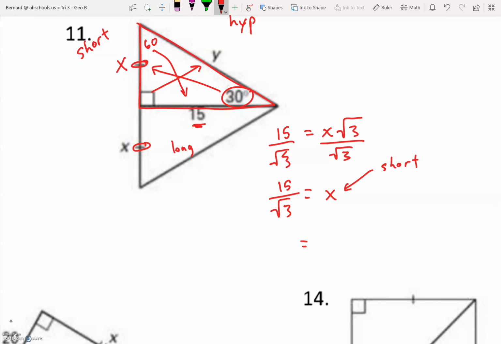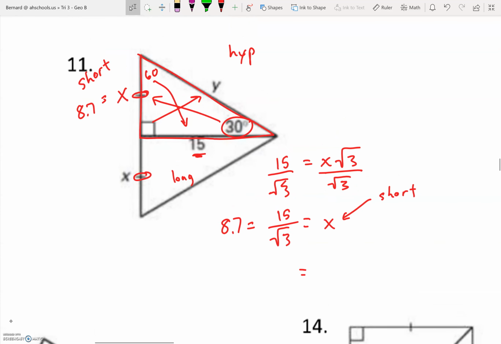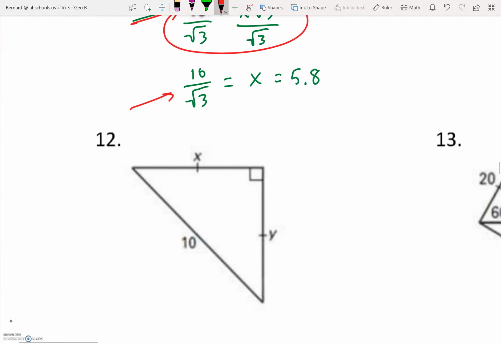And that should be 8.7. So that means our short leg is 8.7. And once again, our hypotenuse is always twice as big in a 30, 60, 90. So 8.7 times 2, 16.4. All right, a couple more examples.